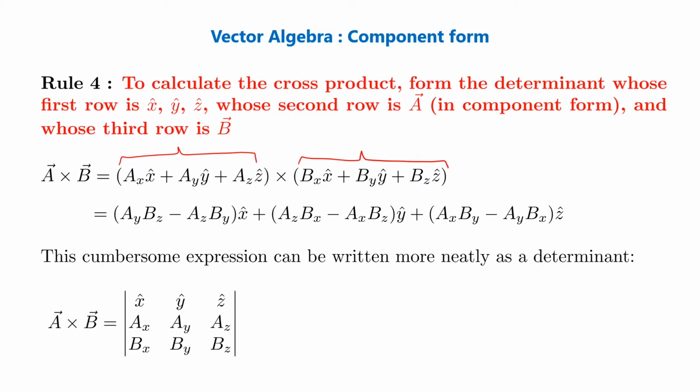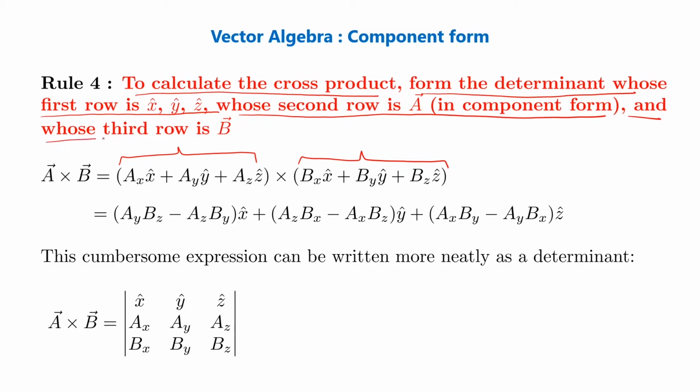And this cumbersome expression can be written more neatly as a determinant: vector A cross vector B is equal to the determinant with rows x hat, y hat, z hat; Ax, Ay, Az; and Bx, By, Bz. So to calculate the cross product, form the determinant whose first row is x hat, y hat, z hat, whose second row is A in component form, and whose third row is vector B in component form.